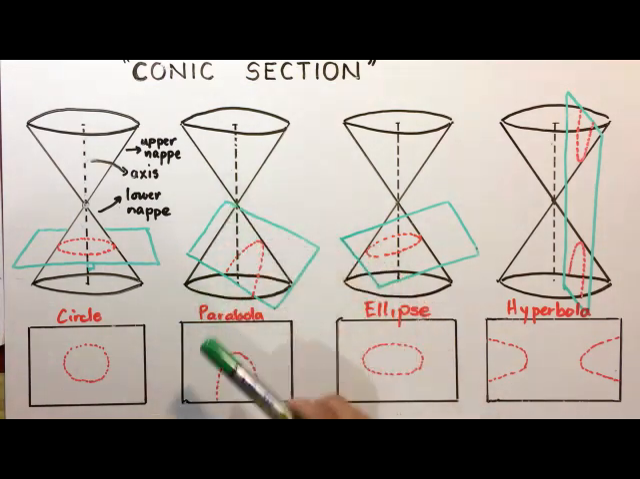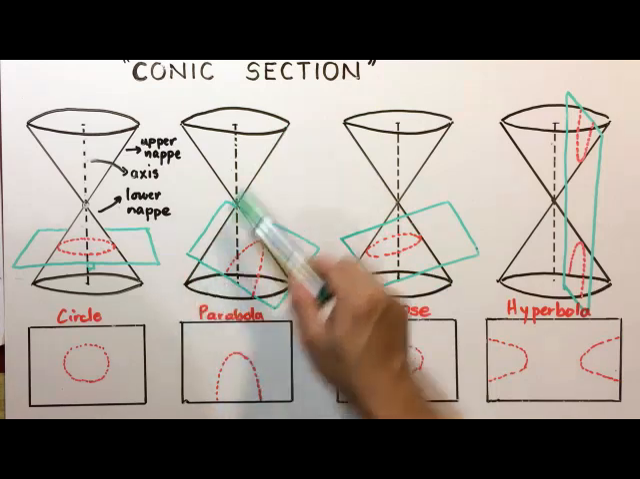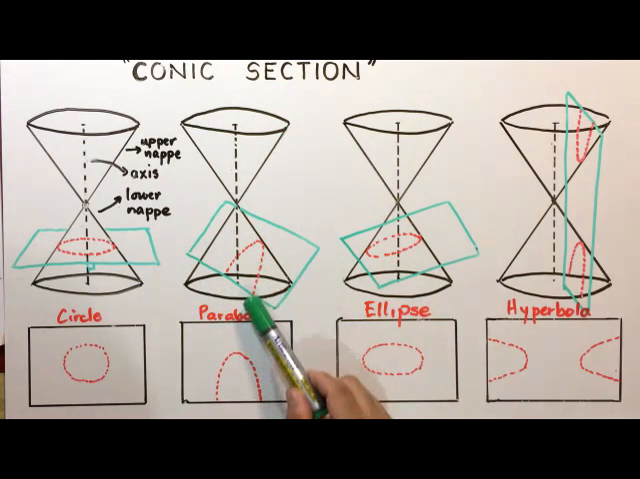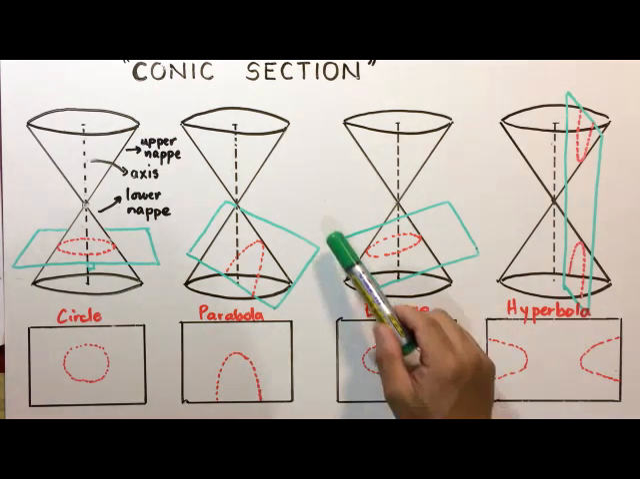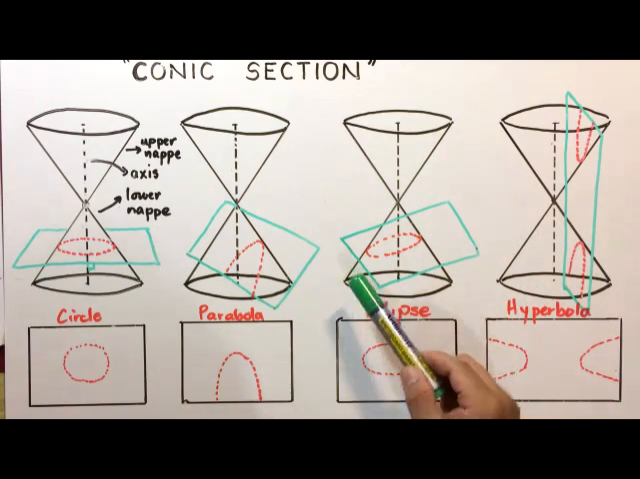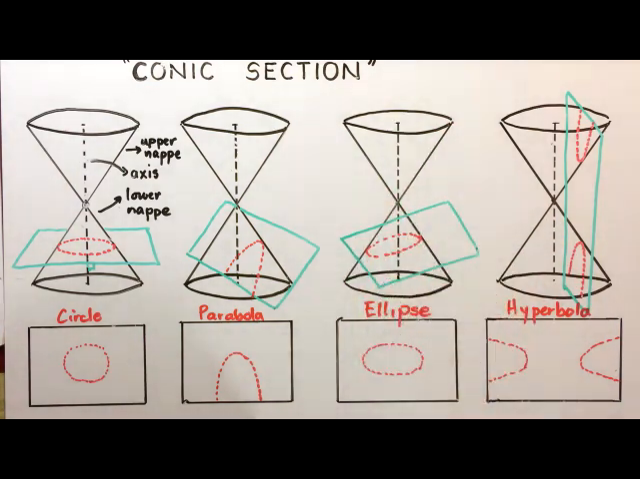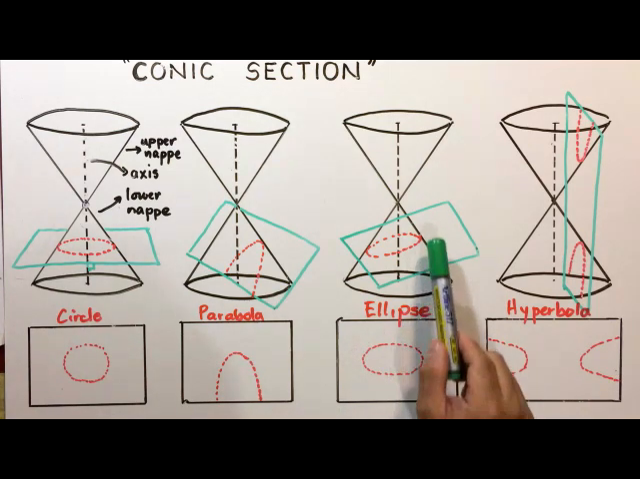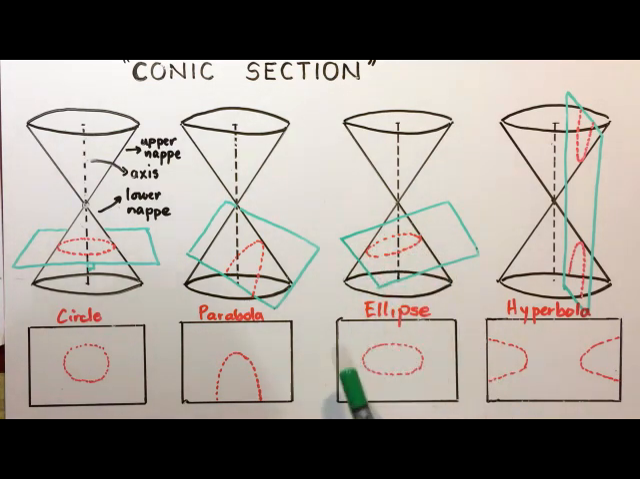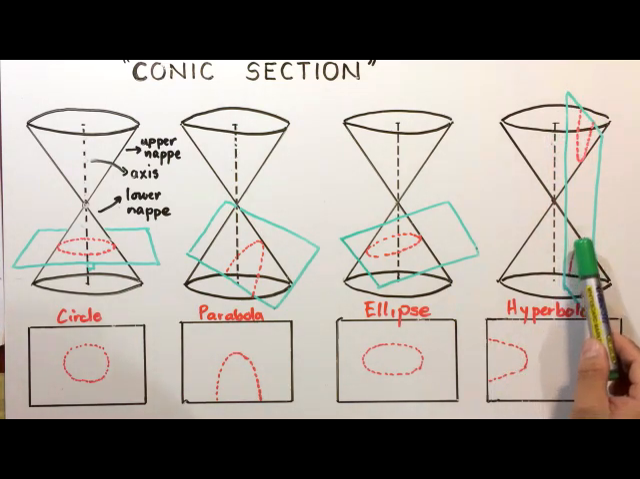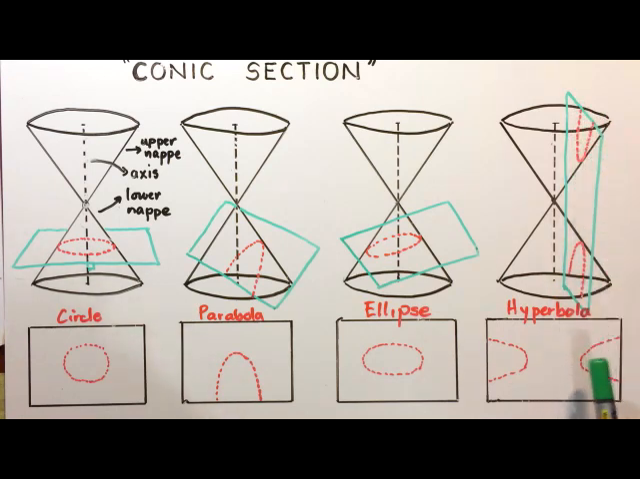However, if the cutting plane is parallel to the side of the cone, the intersection traced by this cutting plane is a parabola. But if the cutting plane is not parallel to the side nor perpendicular to the axis of the conic, you form a curve traced by this intersection, a curve called an ellipse. However, if the cutting plane is parallel to the axis of the conic, you form a curve traced by the intersection of this cutting plane, and the curve formed is what we call a hyperbola.